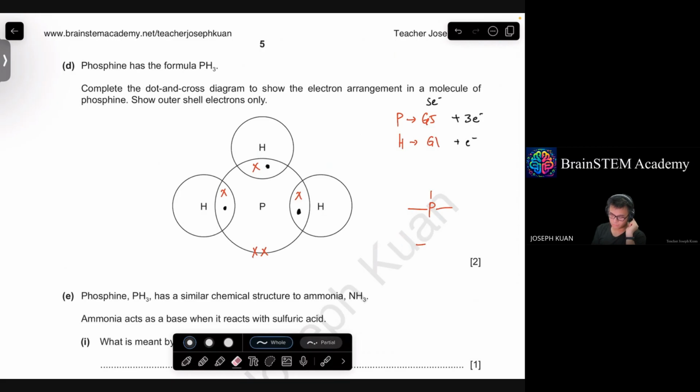All right, that's the rule of the game. Hydrogen needs 1 line, and phosphorus needs 3 lines. That's why the structure looks like that. So that's the answer for D. That will be 2 marks: 1 for the bonding electrons, 3 pairs of bonding electrons. The last mark will be on the non-bonding pair on phosphorus.